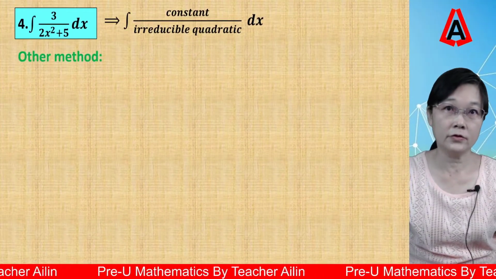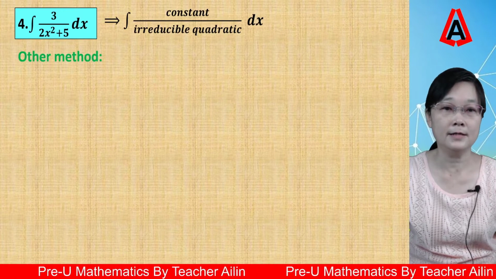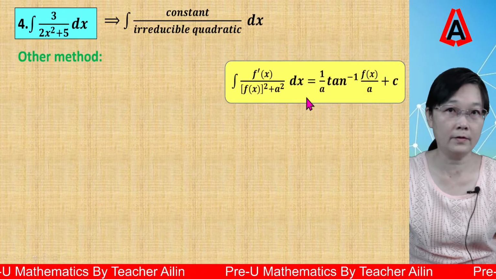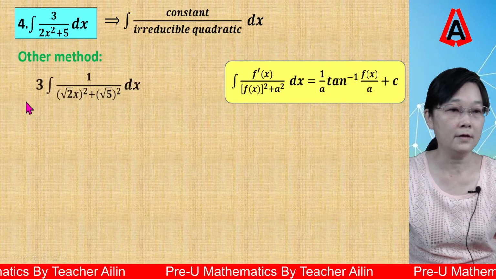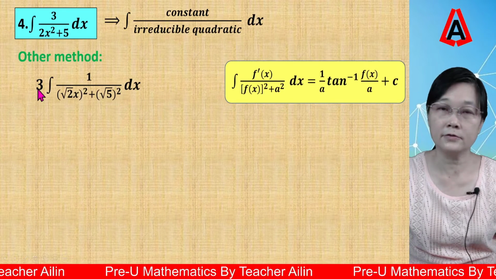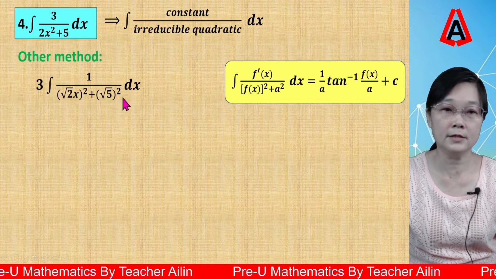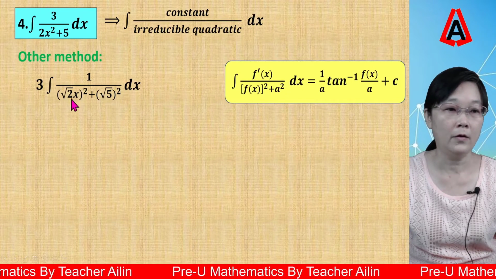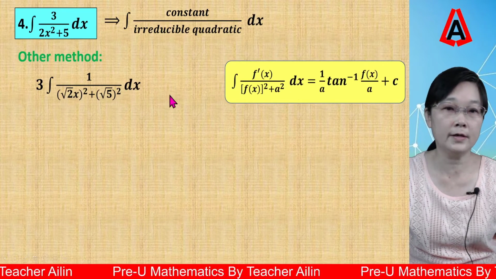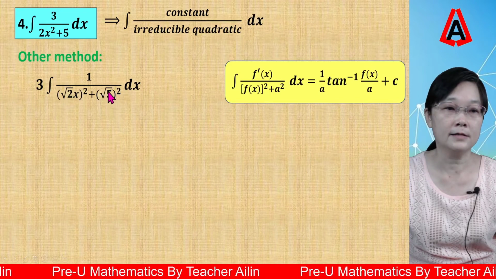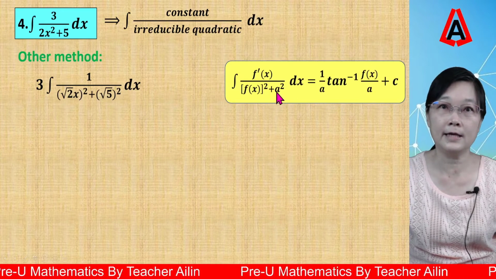Now I'm going to show you the second method, that is by using the formula. So first of all, I take out the constant 3 and I rearrange the denominator in this form, where square root of 2x is f(x) and square root of 5 is a.